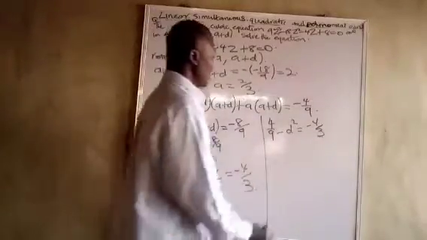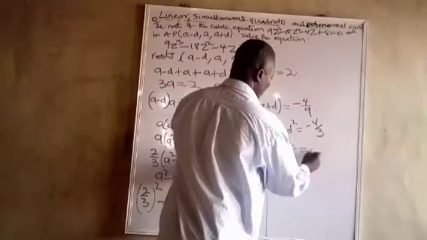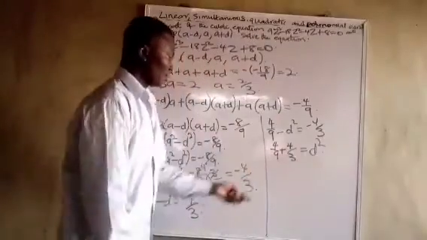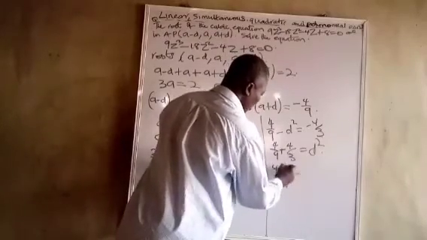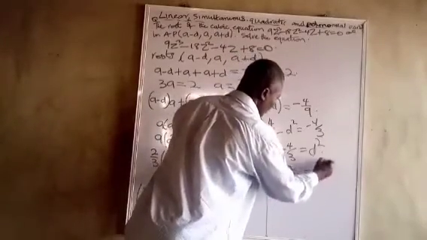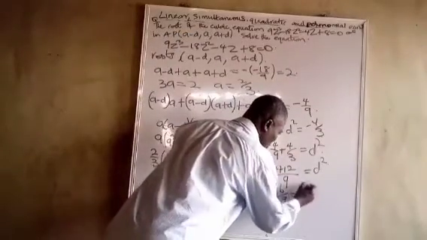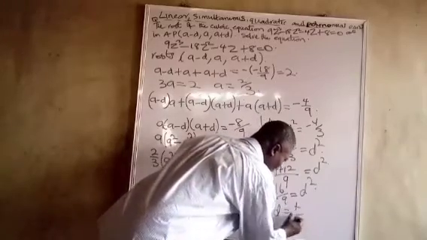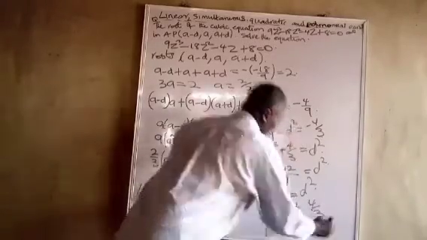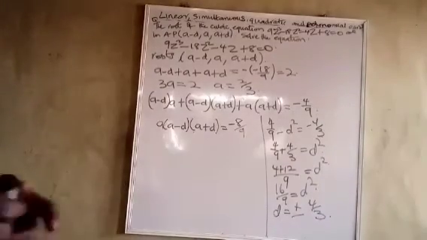Now, let me move this one here. So I have 4 over 9 plus 4 over 3 is equal to d squared. And so the LCM here is 9, and I have 4 plus 12 is equal to d squared. You can see, so 16 over 9 is equal to d squared. Therefore, d is equal to plus or minus 4 over 3. So you can see d equals plus or minus 4 over 3. Now let's solve for the roots.